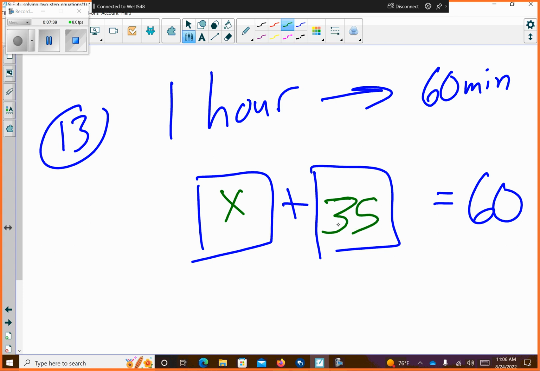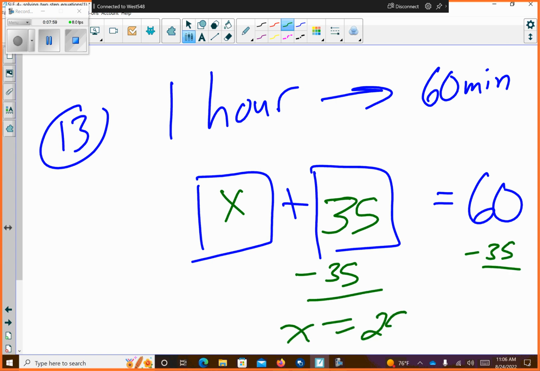So the first part took a certain amount of time. The second part took 35. Or the first part took 35 minutes. The second part took how much time? So that we're going to solve that. How would I figure out how much the other page took? Subtract 35. So I think it's 25 minutes.